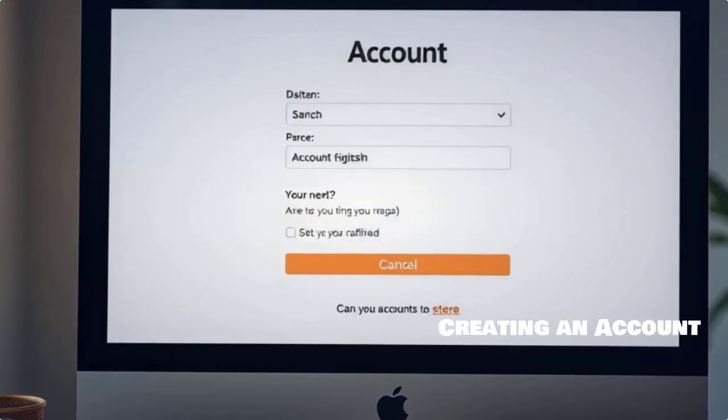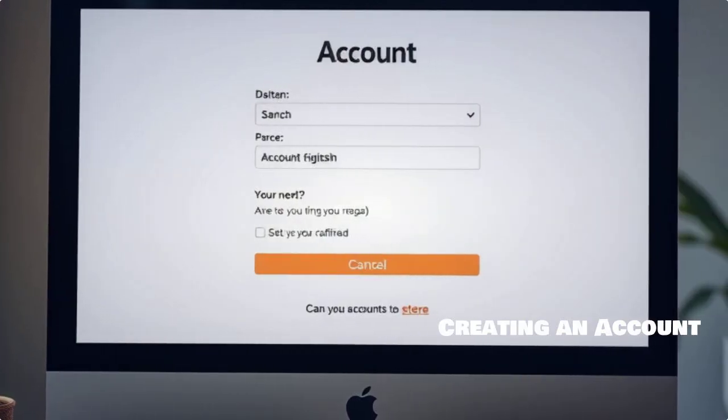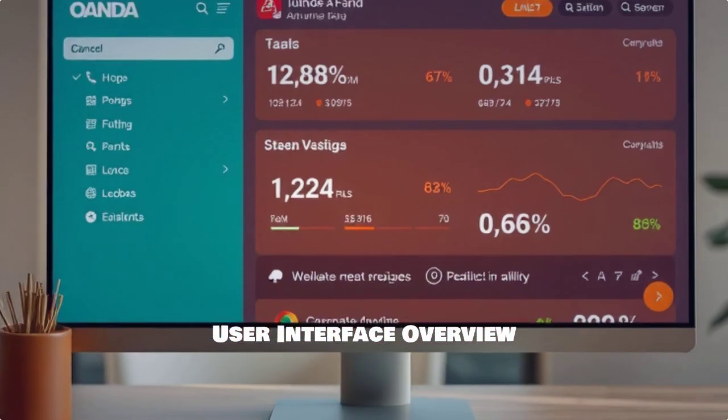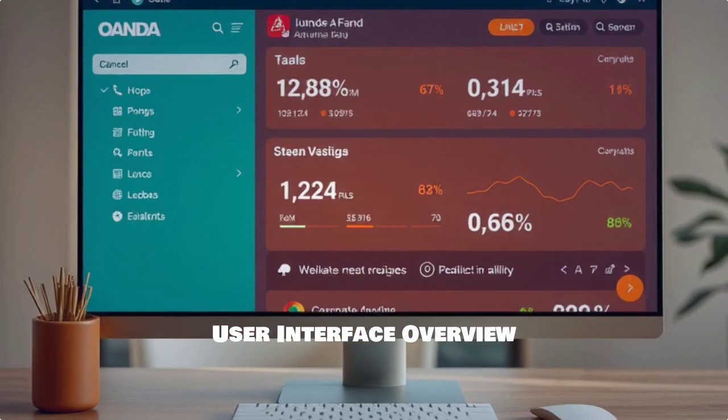Let's start by creating an account and logging into the OANDA platform. Visit the OANDA website, fill out the registration form, and follow the instructions to set up your account. Once you're logged in, let's explore the user interface. Here you'll find navigation tools and features that will make trading intuitive and efficient.